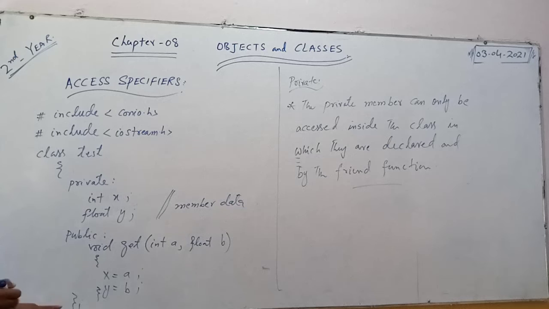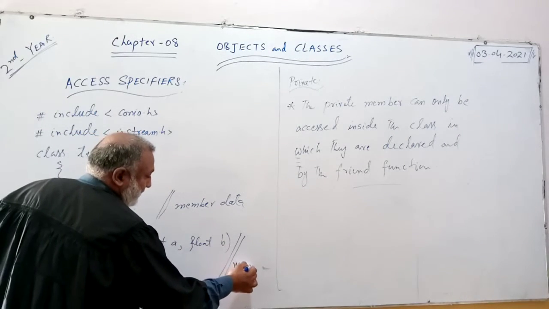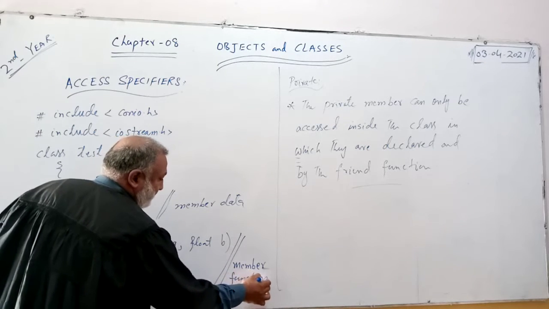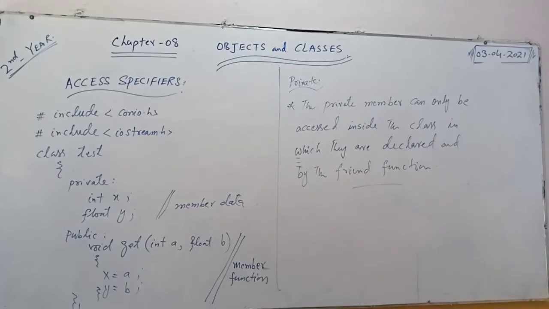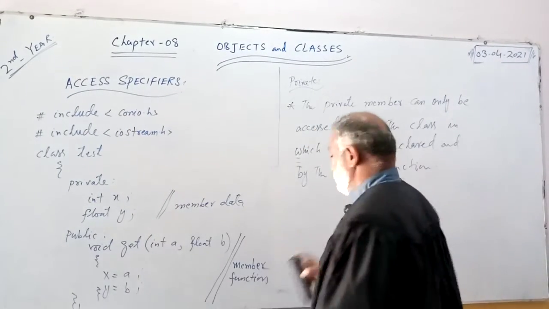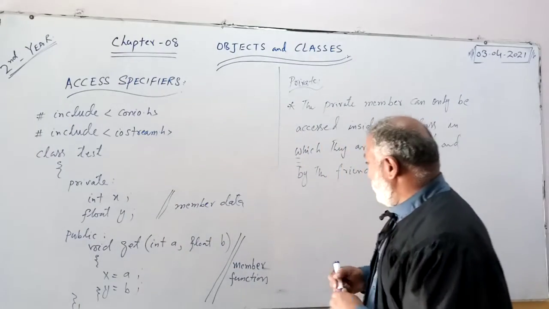By this semicolon your class finishes. The get function starts from here, the function finishes here, and the class starts from here and here. So this area is your member function. Right? Now let's write the main function for this class, and I would write that main function here. This program is continued from here up to here.